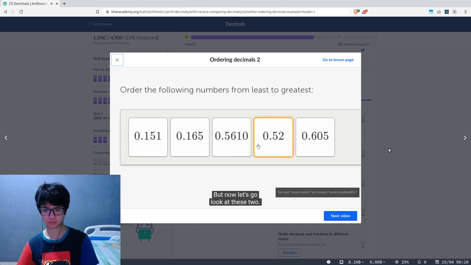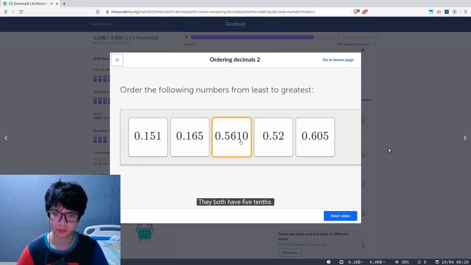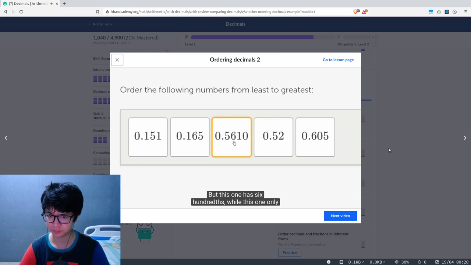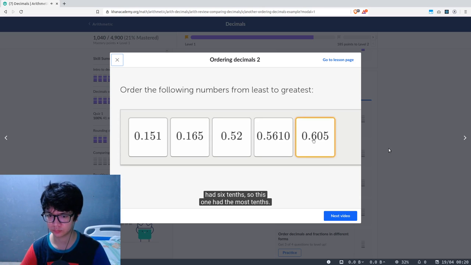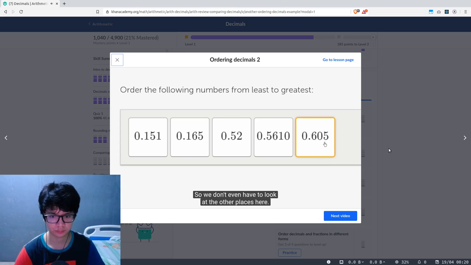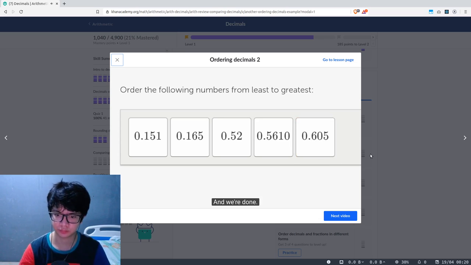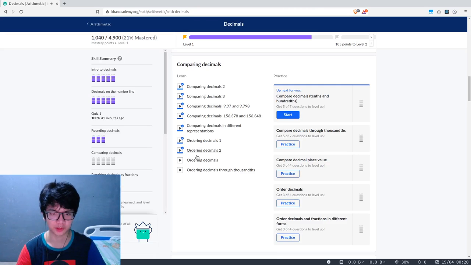But now let's go look at these two. These have the same number of tenths. They both have 5/10. But this one has 6/100, while this one only has 2/100. So this one is larger. And then finally, this one, of course, had 6/10. So this one had the most tenths. So we don't even have to look at the other places here. And we're done.